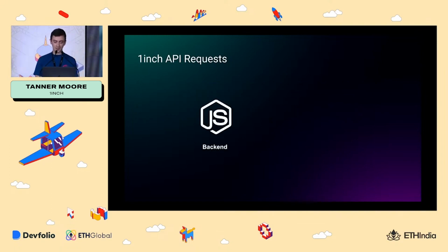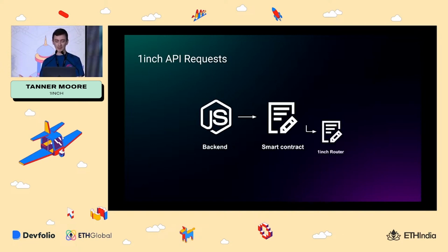Let's say you have some Node.js backend that's trying to do some sort of scripted swap behind the scenes, and you have your smart contract, and somewhere inside of your smart contract, you want to make a call to the 1-inch API or the 1-inch router to do a swap, and it looks something along the flow like this. This will fail, or you probably won't even get this far, but visually this is what the failure would look like.